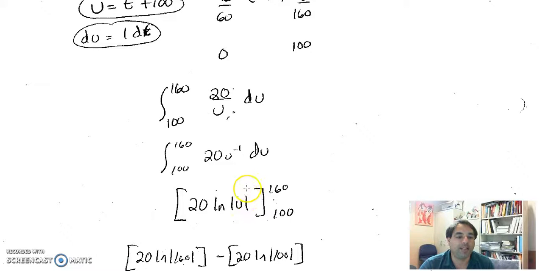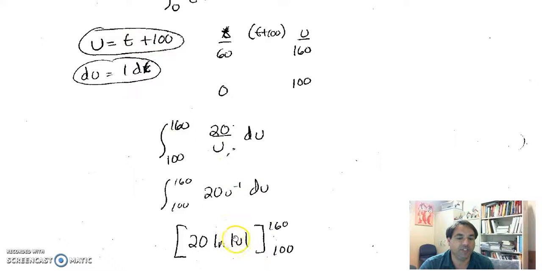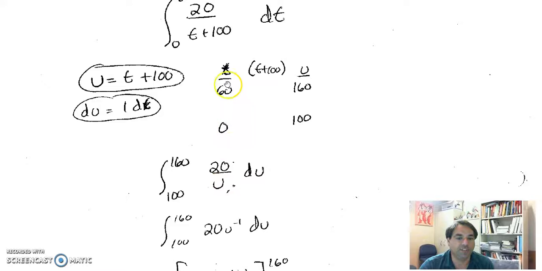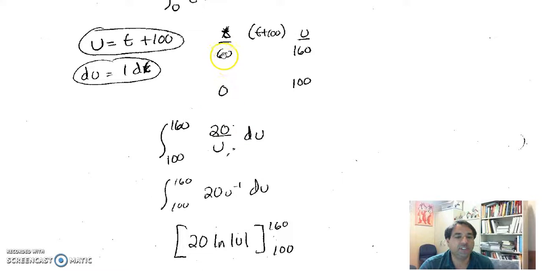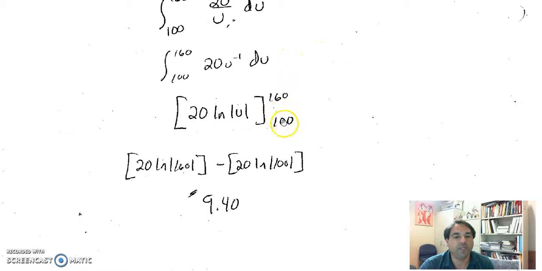Then you can either go back to t, so plug in t plus 100 for u, and then plug in the numbers 0 and 60, or turn the 0 and 60 in terms of u, so plug in 0, 0 plus 100 is 100, 60 plus 100 is 160, so we can plug in 100 and 160. Remember the top one first: 20 ln absolute value of 160 minus 20 ln absolute value of 100 gives you $9.40 for that call. Now let's see, make sure we practice plugging this in as well.